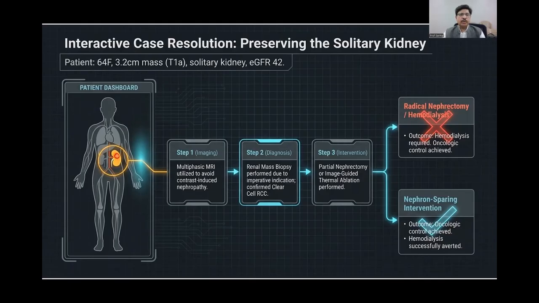Step 1, you have got the multiphasic MRI utilized, avoiding contrast-induced nephropathy. Second thing is renal mass biopsy to know the diagnosis, molecular diagnosis. And partial nephrectomy or image-guided ablation is the treatment. Radical nephrectomy should not be done because of fear of dialysis. Nephron sparing intervention only is practiced.